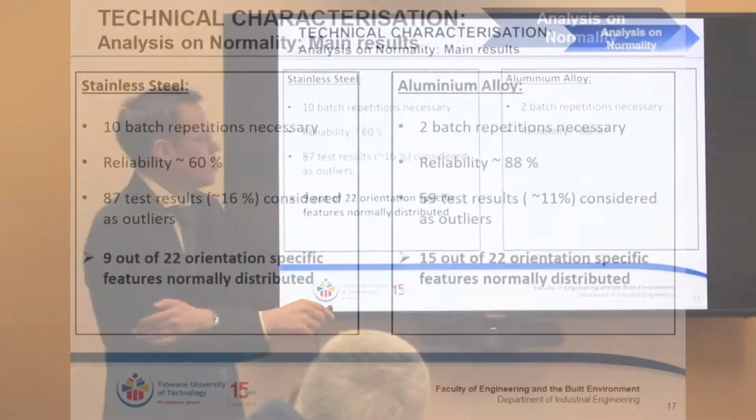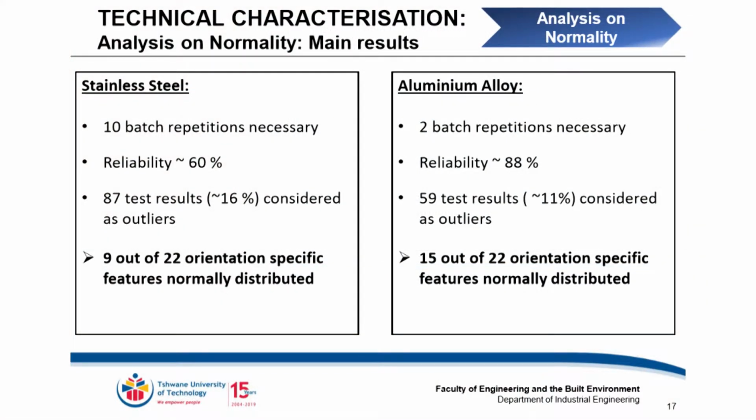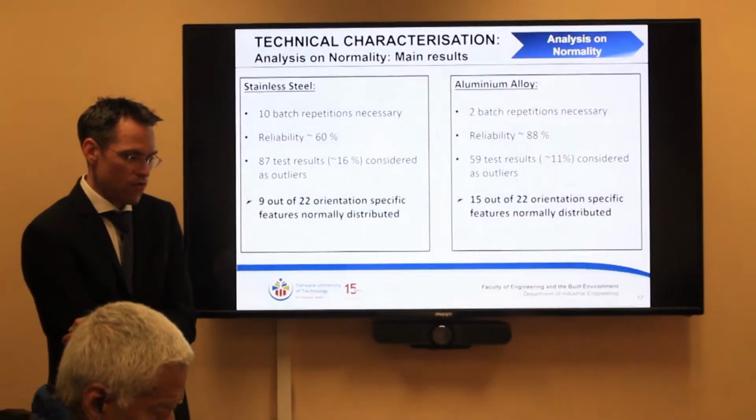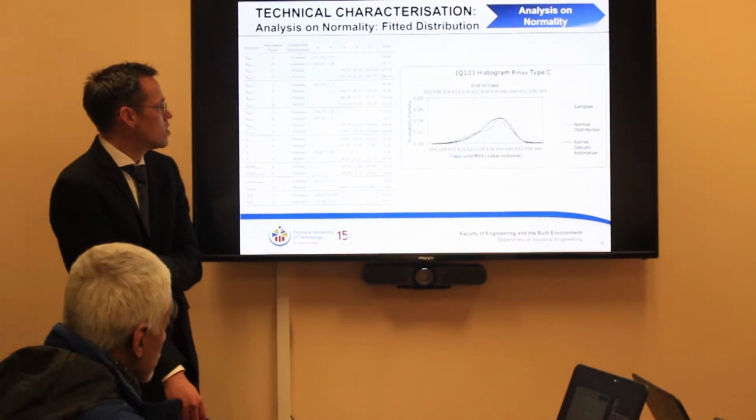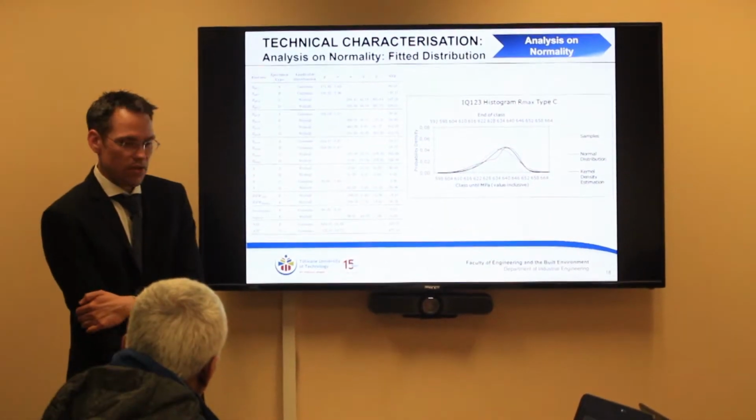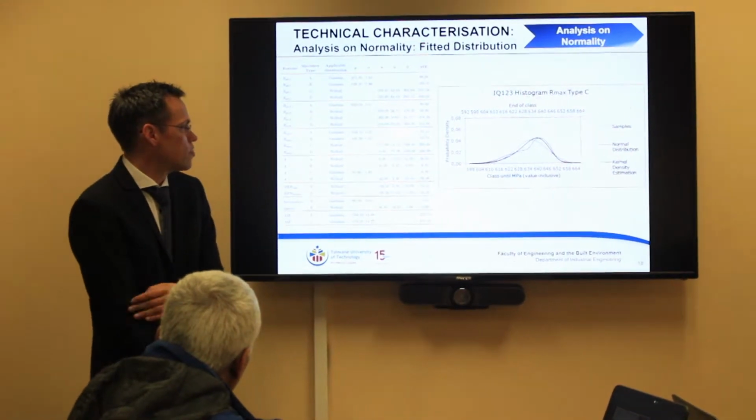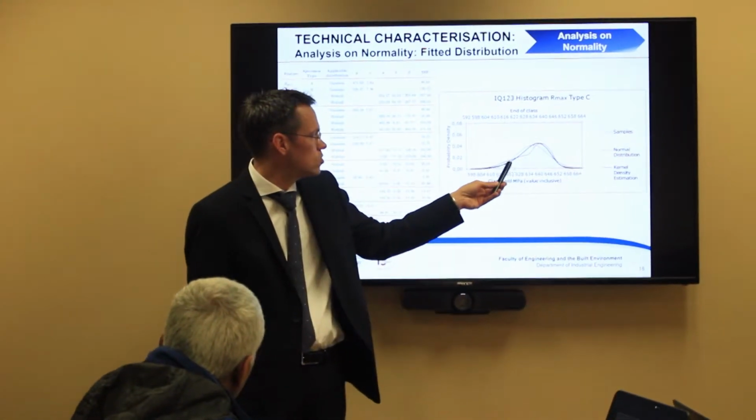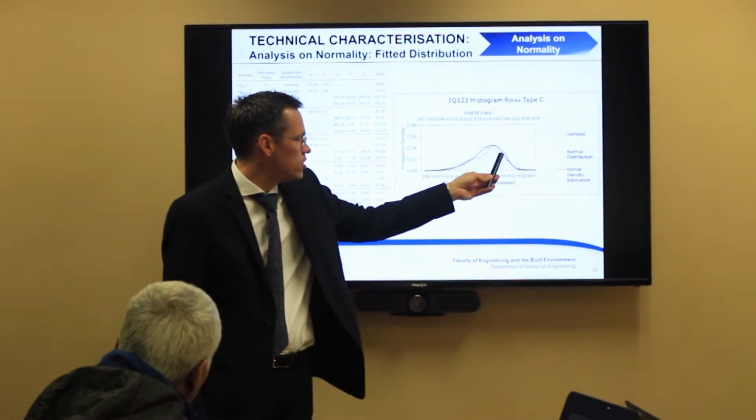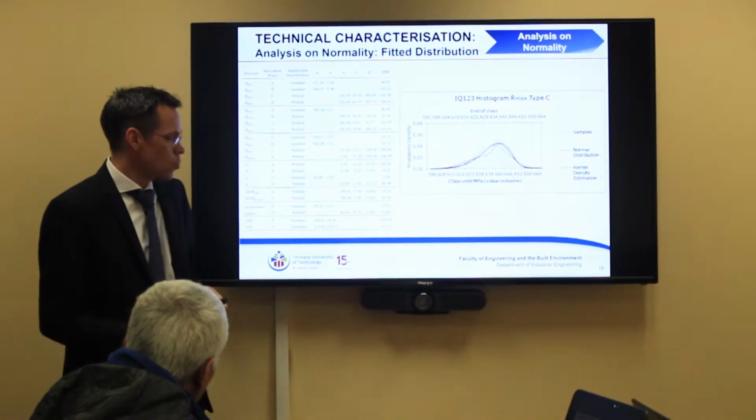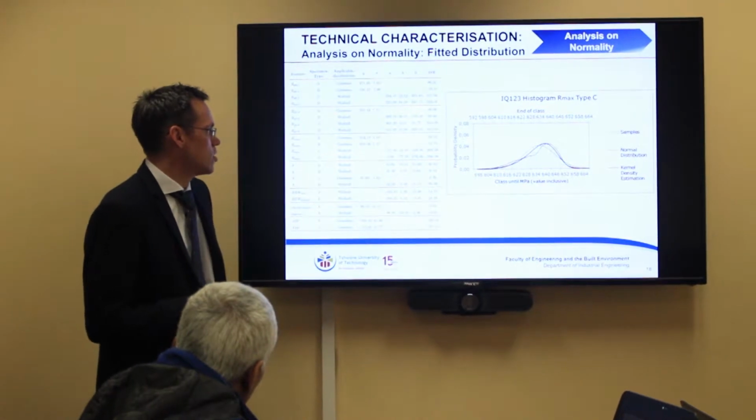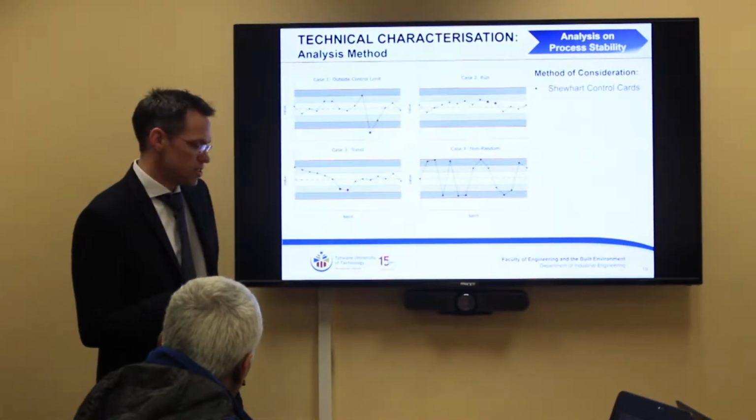For aluminum alloy, only 2 batch repetitions were necessary. The reliability was at 88%. 59 test results were considered outliers, and 15 out of 22 orientation-specific features were found normally distributed. If a feature was found not normally distributed, a 3-parametric Weibull distribution was used to fit the tested population as well as possible.